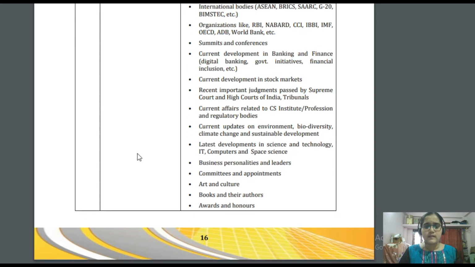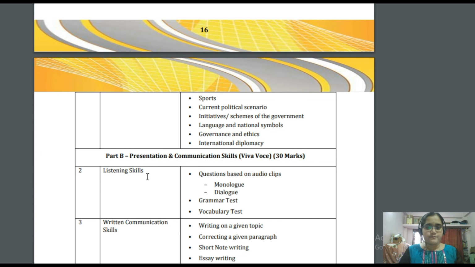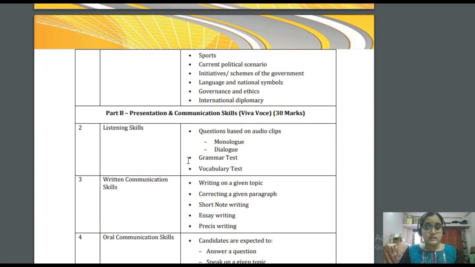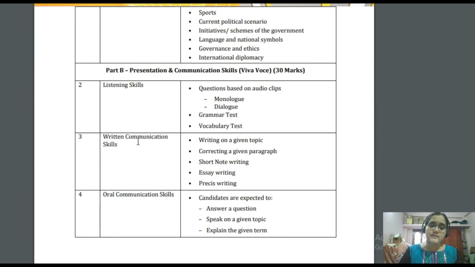Then again, you need to cover the presentation and communication skill: you need to have listening skill, writing skill, and oral communication skill. These skills will be covered even in the business communication subject, so you need to revise here. You need to improve your listening skills, because the examination has many audio and video clips. Written communication skills like short notes, essay writing, precis writing, meaning converting a big paragraph into a small one with meaningful information, and oral communication skills. You need to improve these for the 30 marks of the viva voce examination, which will be part of your 200 marks paper.